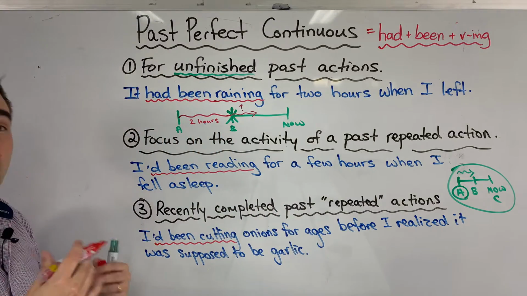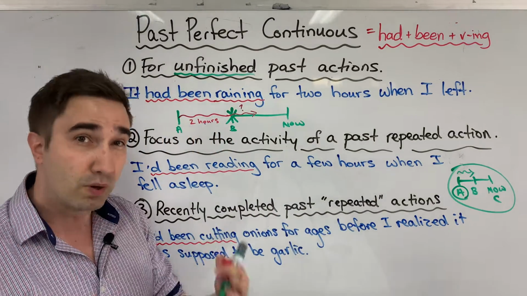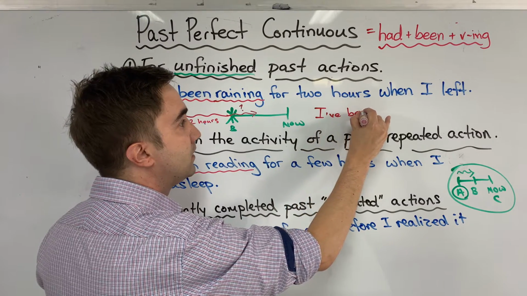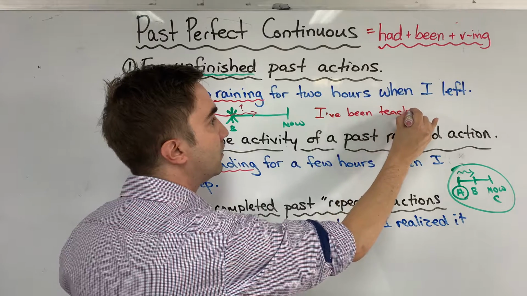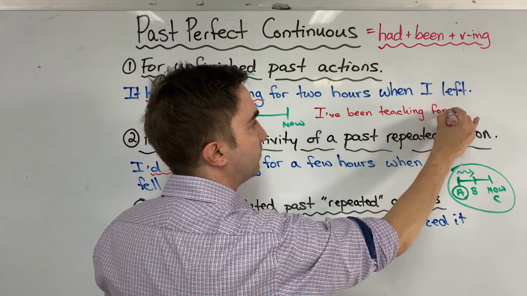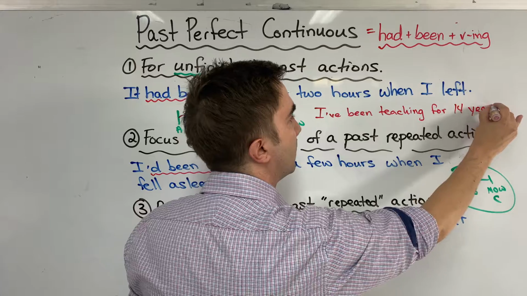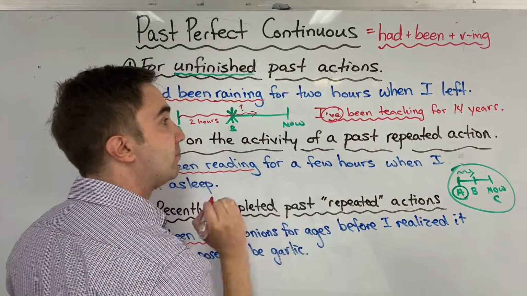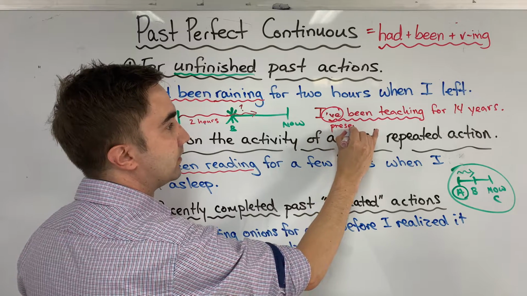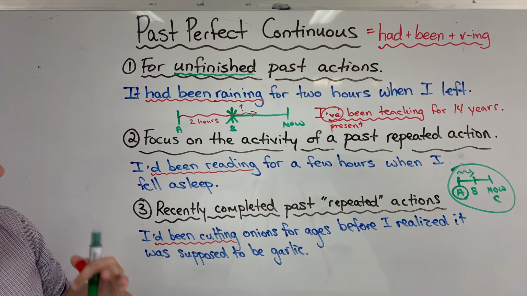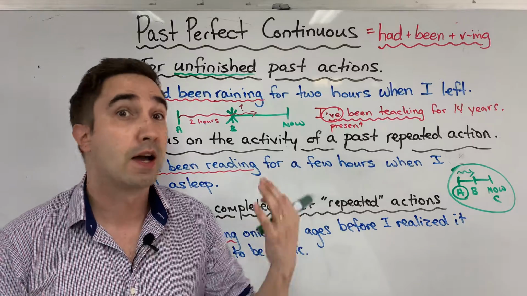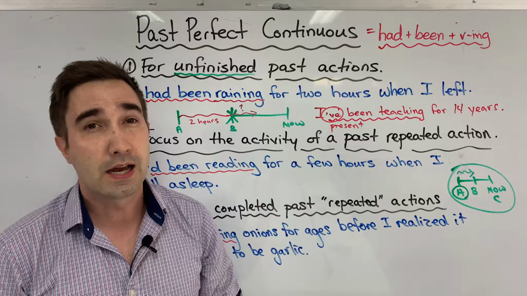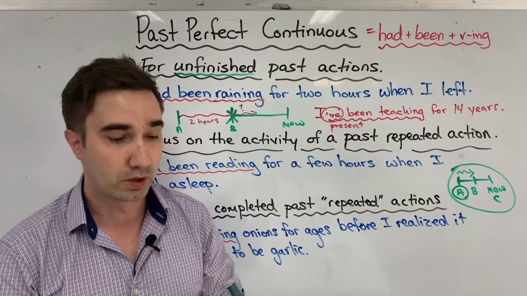So just like present perfect continuous, I can say, I've been teaching for 14 years. I have been teaching. This is present. I have been teaching for 14 years. I'm teaching now. I'm going to teach tomorrow. So that's why we say I have been teaching for 14 years.